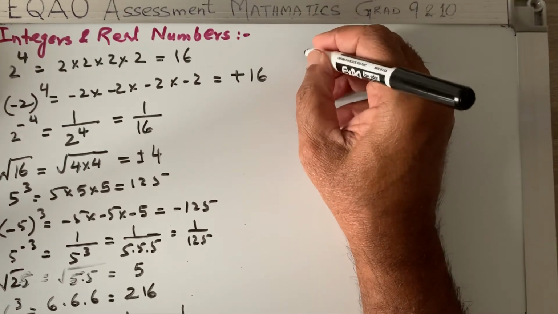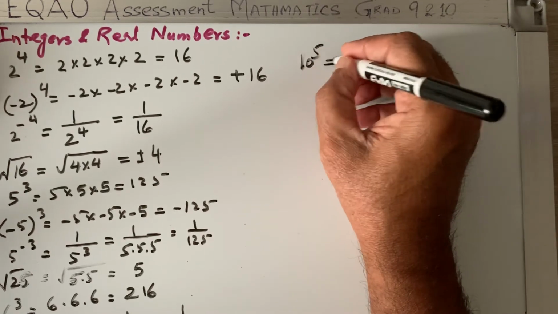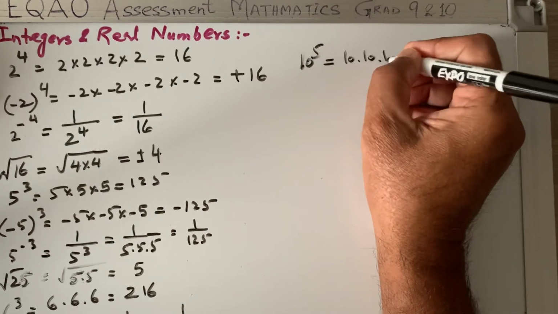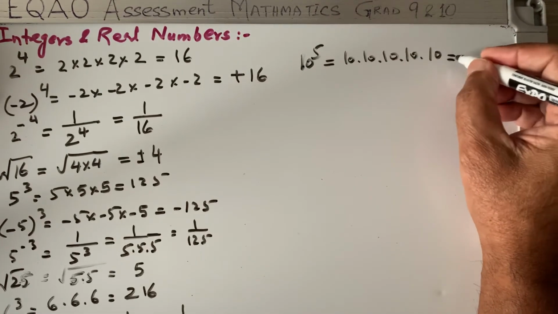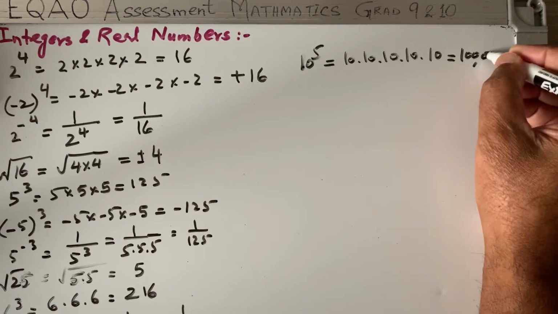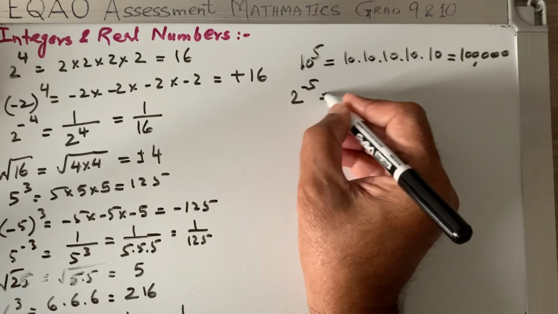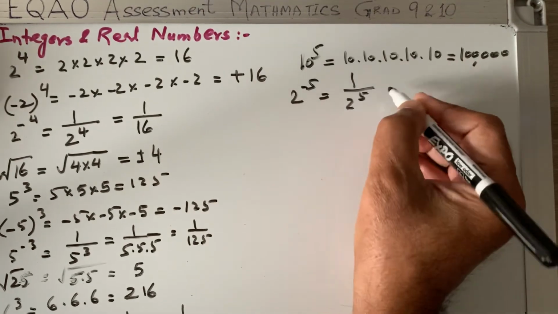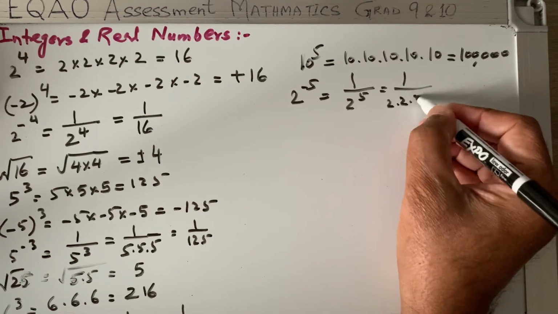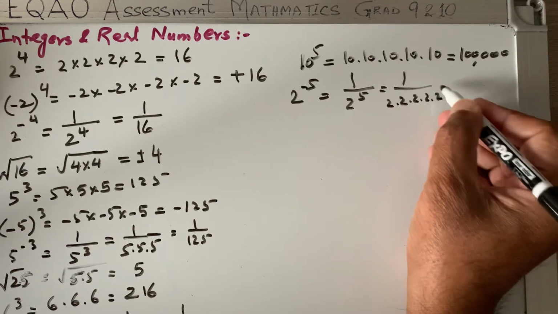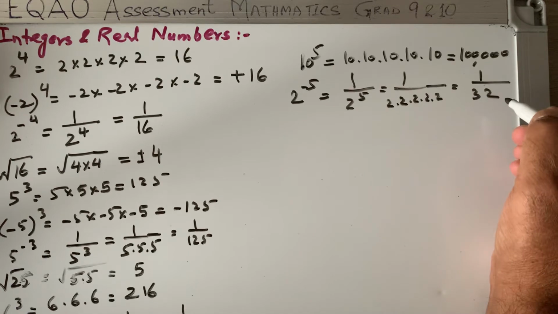So these questions you should know and you should do as quickly as possible. 10 to the power 5 means 10 times 10 times 10 times 10 times 10, 5 times, which is equal to 100,000, right? So 2 to the power negative 5 means you can bring this to the denominator, and in the denominator you will have 2 times 2 times 2 times 2 times 2, 5 times, and that turns out as 1 over 32, right?